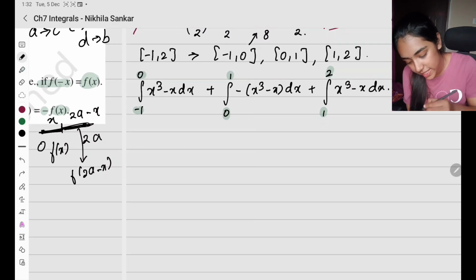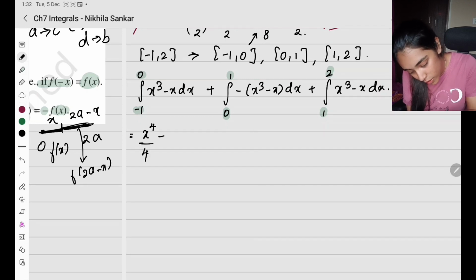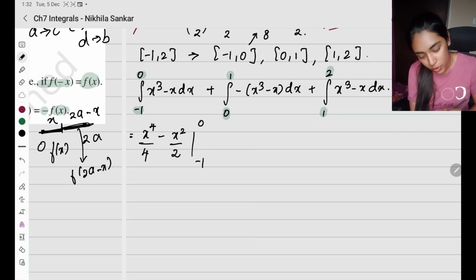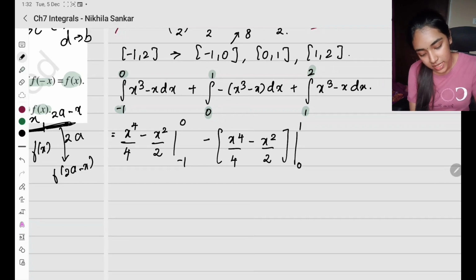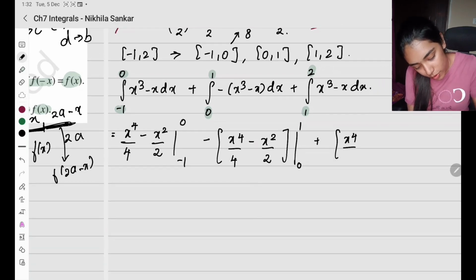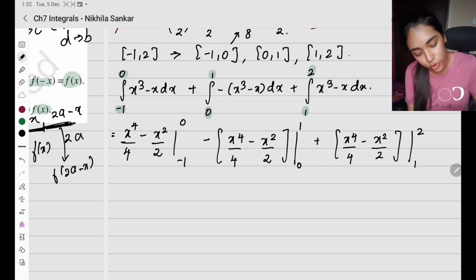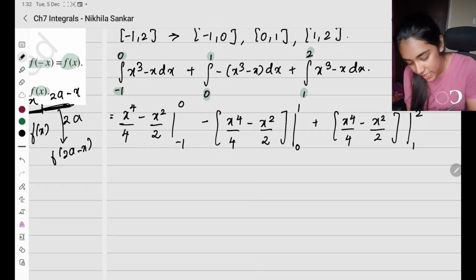Now when I solve the integral of x cube minus x, it becomes x power 4 divided by 4 minus x square divided by 2 from minus 1 to 0. Okay, this minus I am taking outside. So I have again x power 4 divided by 4 minus x square divided by 2 from 0 to 1. Third is going to be x power 4 divided by 4 minus x square divided by 2 from 1 to 2. I have three different intervals. Okay, so when I solve them, I substitute upper limit minus lower limit.